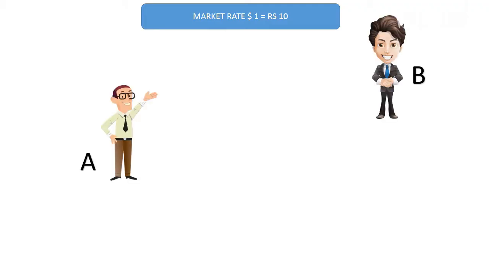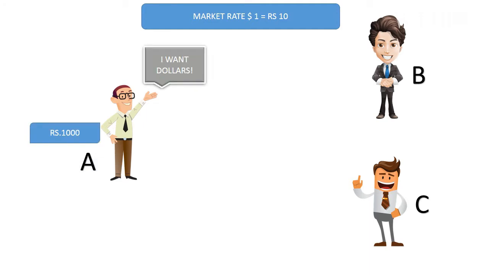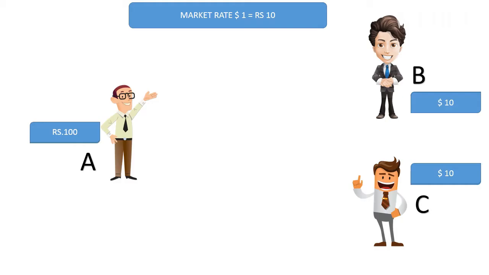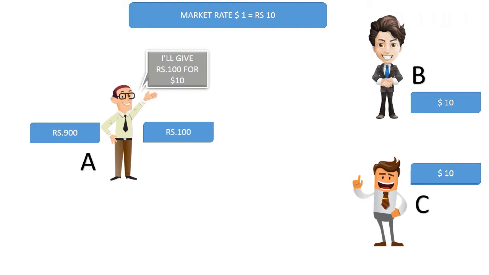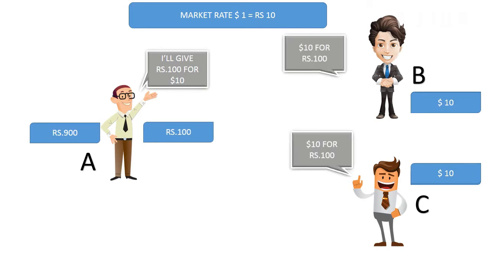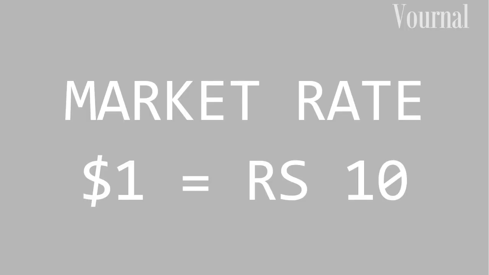Also assume there are three people in the market, A, B, C. A has 1000 rupees which he wants to convert into dollars. B and C both have $100 each which they want to convert into rupees. Now A wants to make some profit in this trade, but first he wants to test the market, so he starts by offering 100 rupees for $10. And B and C both offer $10 for 100 rupees. They did this according to the market rate.